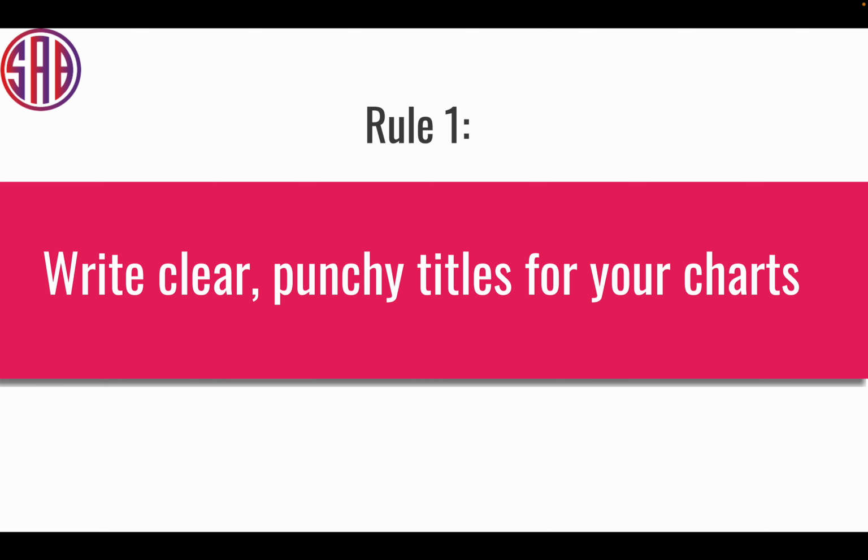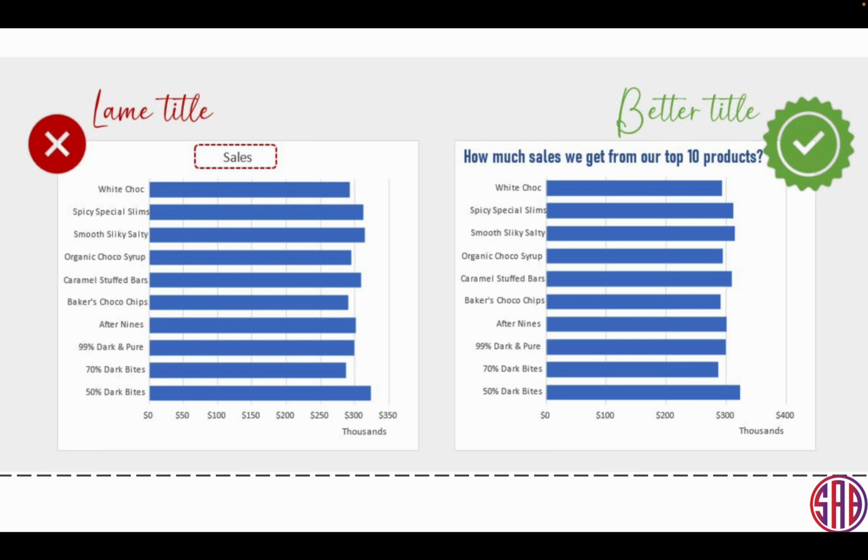Rule number 1, write clear and punchy titles for your charts. Can we look at this? On the left, we have a lame title. It is just saying sales. Sales for what? Then on the right, that is the best way to do it: how much sales we get from our top 10 products. It is already explaining to the reader what they are going to get in case they take attention and look at my chart.